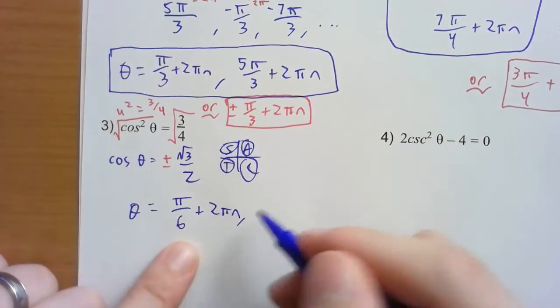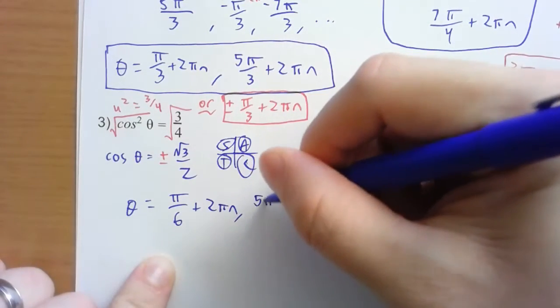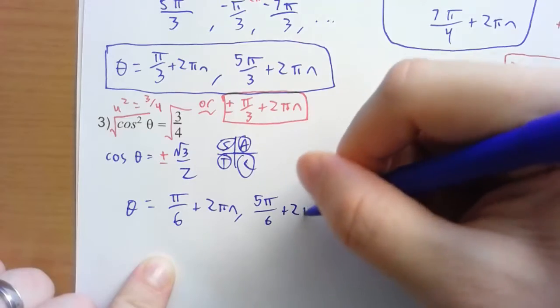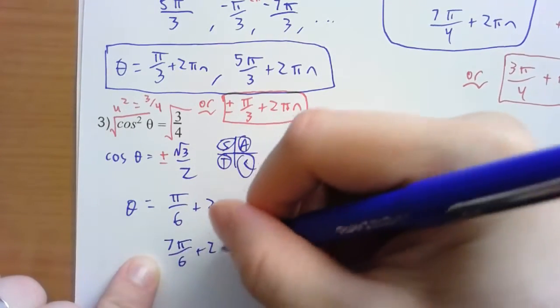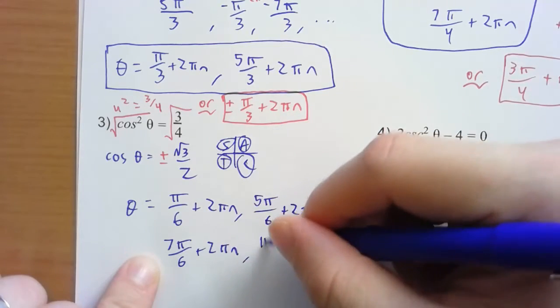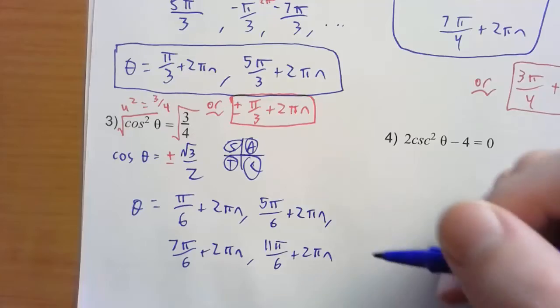Again, if you need a minute to figure out what the other pi over 6 angles are, that's okay. But second quadrant is 5 pi over 6. And third quadrant is 7 pi over 6. And fourth quadrant is 11 pi over 6. All right.